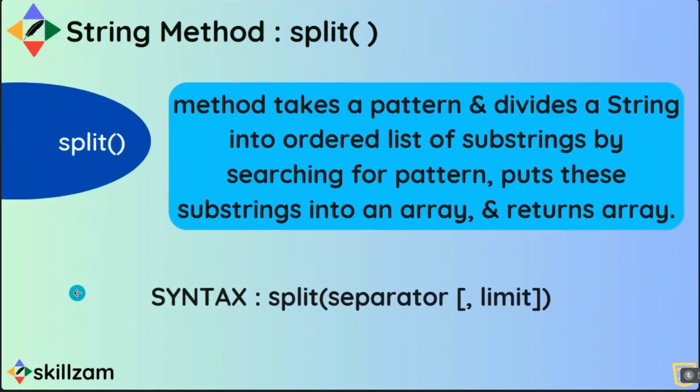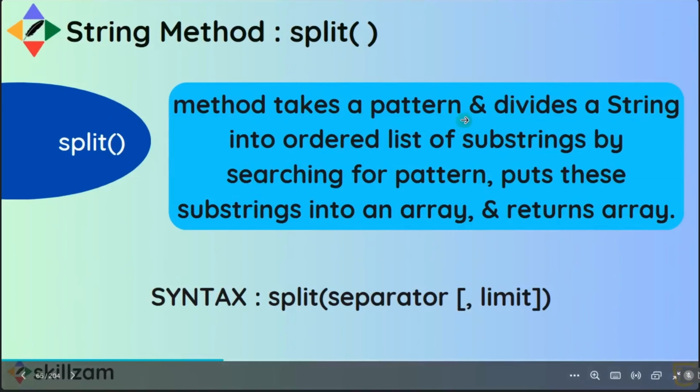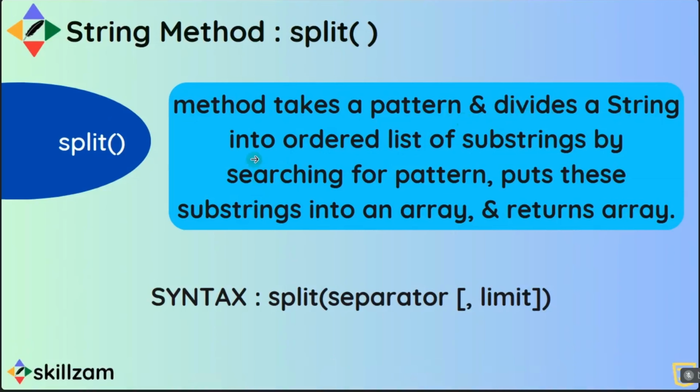All right. And then we are going to see, again, this is a little bit interesting. What it says is split. The split method takes a pattern and divides a string into an ordered list of substrings by searching for that pattern, puts these substrings into an array. You need to underline this: you are creating substrings into an array and returning the array. So if you want to create an array out of a string, this is the go-to method.